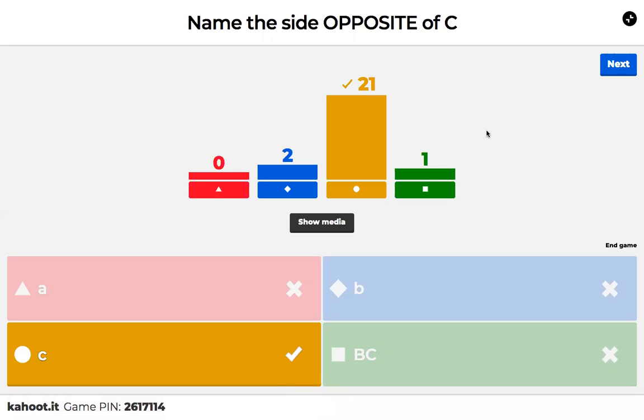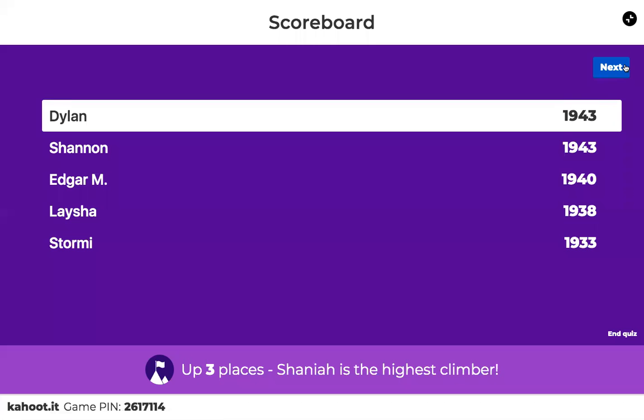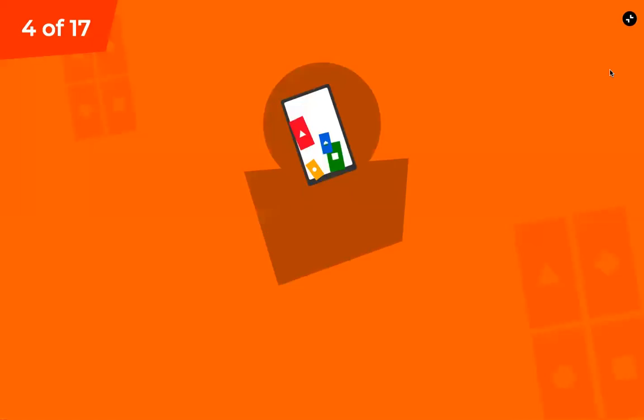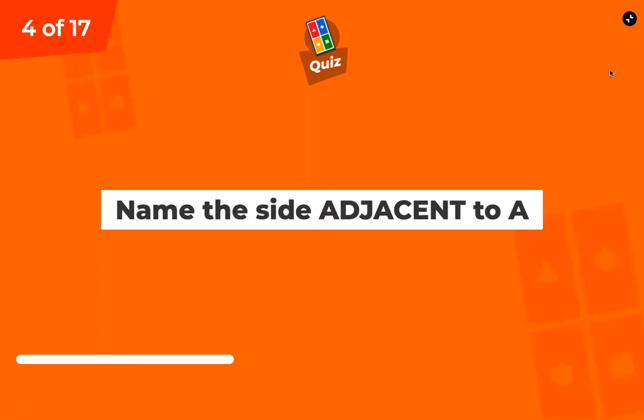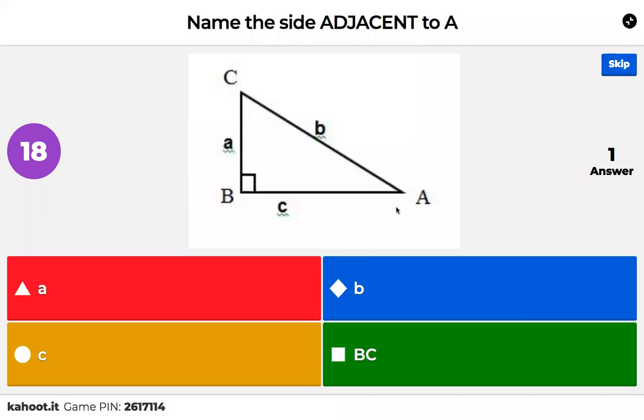Okay, sorry. All right, let's go on to the next question. Let's see who's our top 3 now. It's Darian, Dylan, and Edgar. Now you've got to name the side that's adjacent to A. What side is adjacent to angle A?